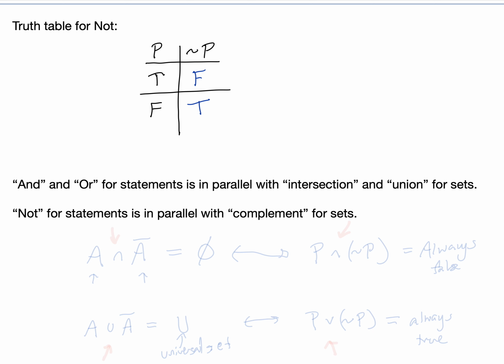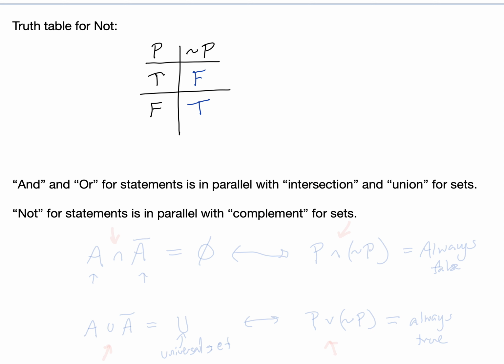So one thing to note at this point is that and, or, and not are logical operators for statements, and they all have parallels in our operators for sets. So and, or for statements is in parallel with intersection and union for sets, and similarly not for statements is in parallel with complement for sets.